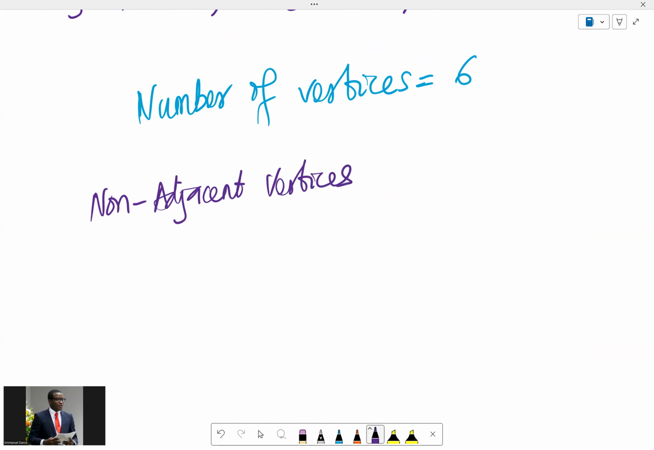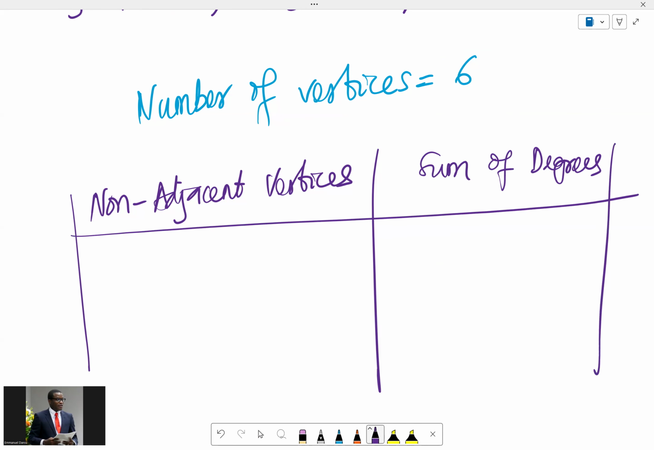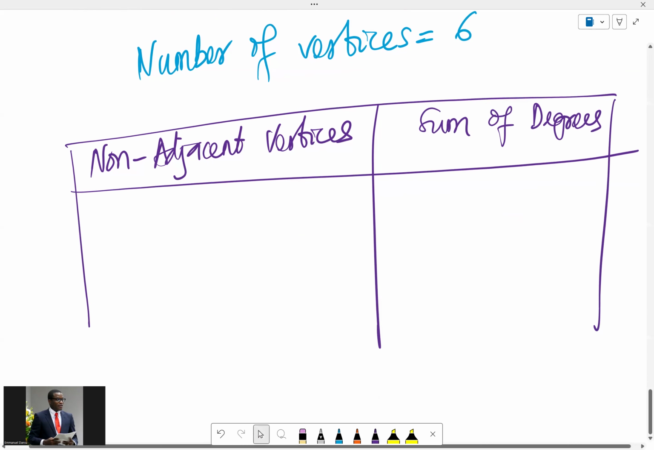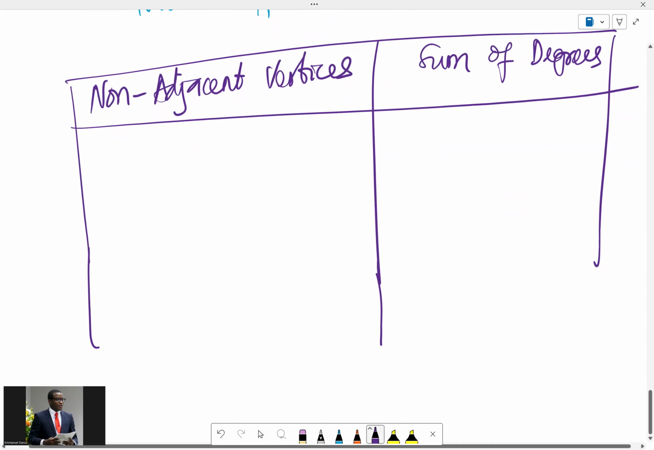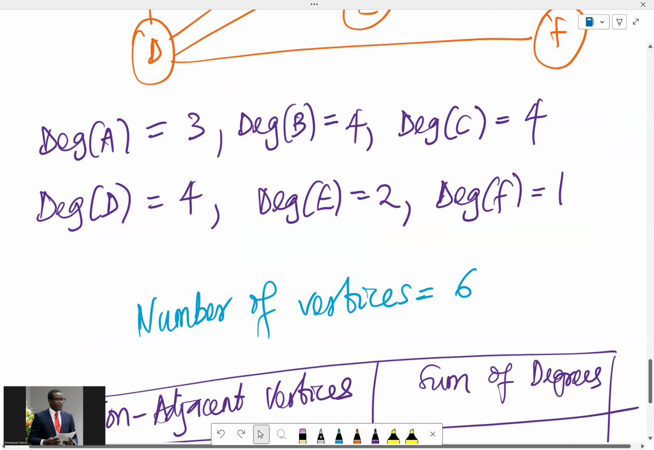Non-adjacent vertices. Then we also need the sum of degrees. So we'll have to look at their pairs. We can have something like this, but we now have degree. Is this the way to go? I mean, we need their degrees basically. That's the thing. So let's identify the non-adjacent vertices.